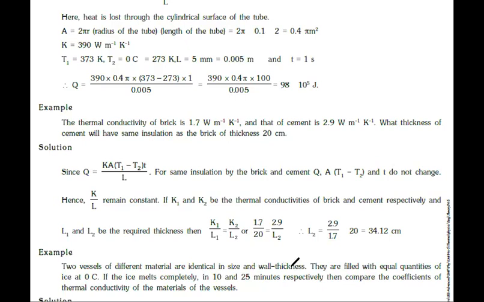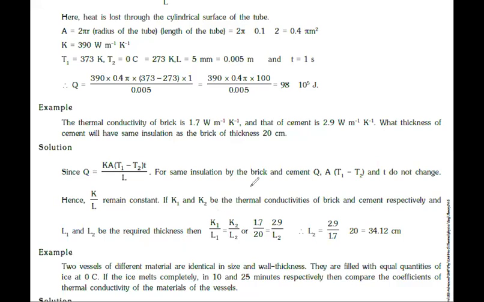In size and wall thickness. So when you talk about size and wall thickness, they are filled with equal quantities of ice at 0 degrees centigrade. Now, when you talk about thickness, if anything is flowing inside, then the length that you will take will be the thickness.